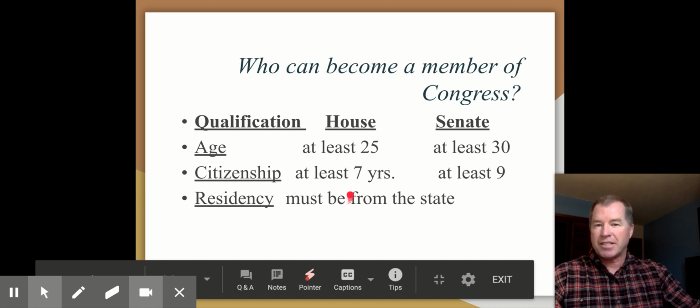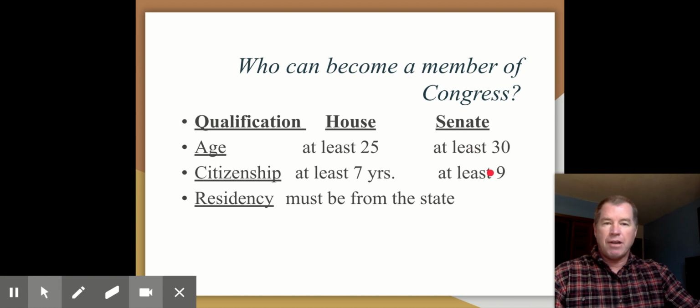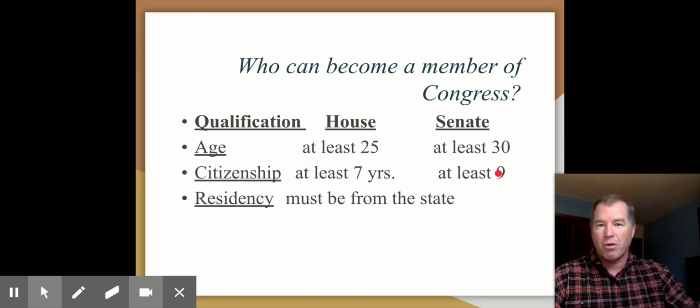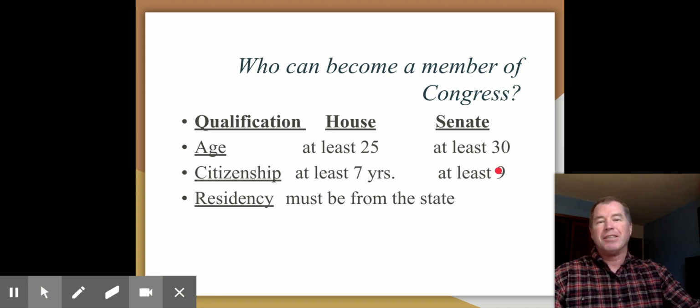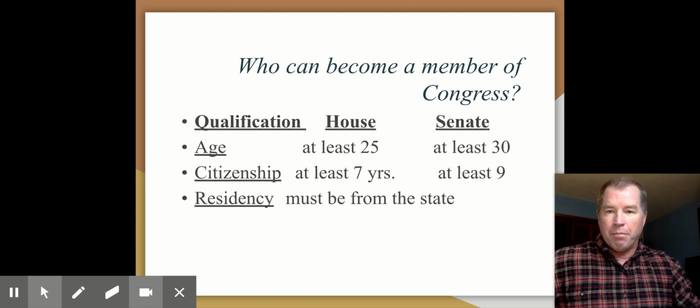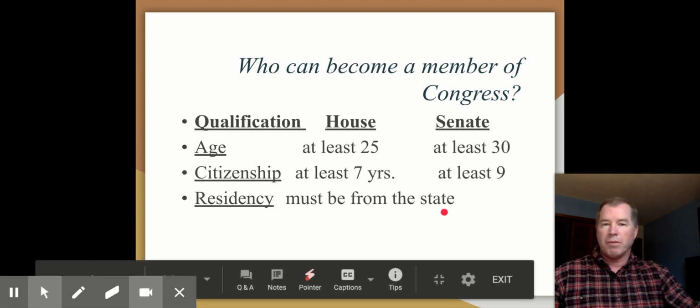And you must reside in the state that you're representing. The Senate is slightly longer, slightly older. You've got to be at least 30, and you have to have been a citizen at least 9 years. Those are really the only constitutional requirements, other than one that says you could not have committed treason or conspired against Americans. That was part of the 14th Amendment. But in the original Constitution, these are the requirements.